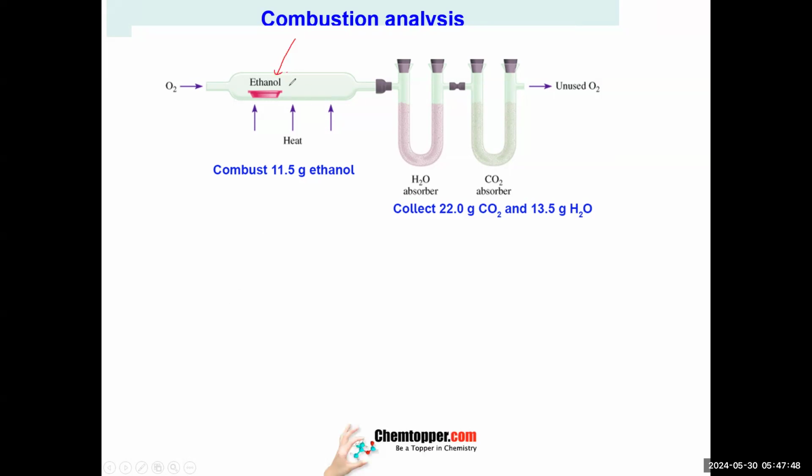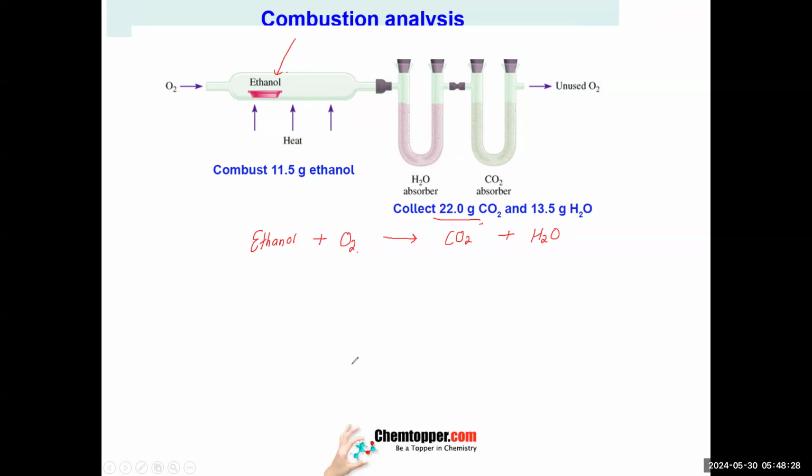In combustion of ethanol, ethanol is reacting with O2. The aim is to get the formula of ethanol. We are working to calculate the empirical formula and the molecular formula of ethanol. Ethanol plus O2 gives CO2 and H2O. Even if I don't know the balanced equation, I know the products. So how many grams of CO2?